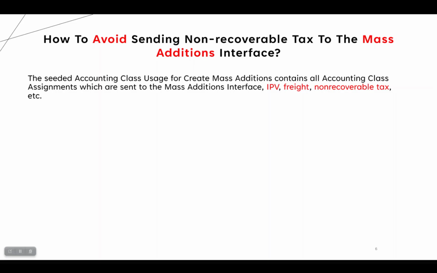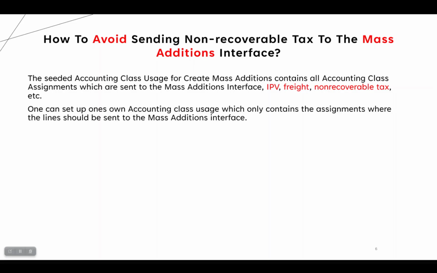This one, Create Mass Additions, contains all accounting classes. Once you retrieve or search for this seeded accounting class usage, you will find IPV as the invoice price variance, freight, non-recoverable tax, interest, and so on. You just take a copy, disable and enable whatever you need, and enable this custom or copied accounting class usage, and disable the existing one. Then try again to create an AP invoice with this non-recoverable tax, to check that this specific line is not sent to the AP or FA interface lines for mass additions.